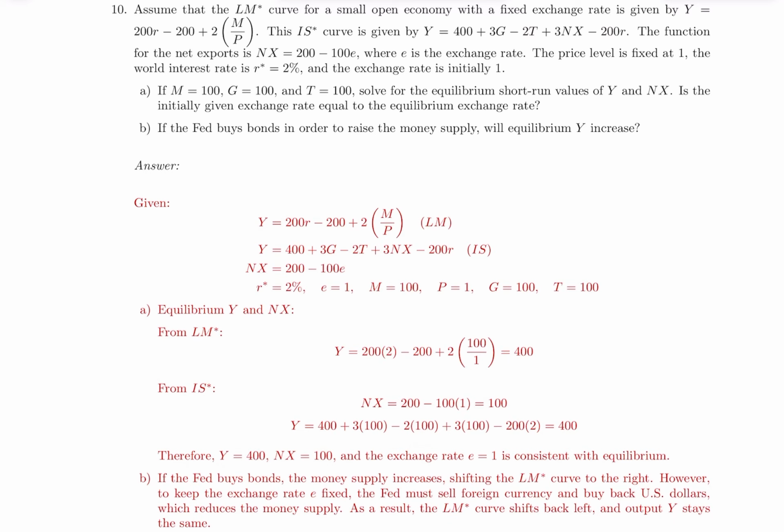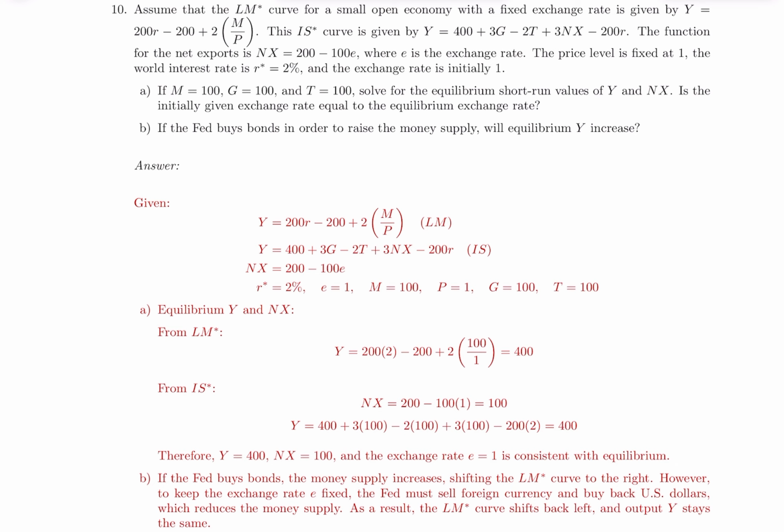Question number 10. A. Equilibrium output and net exports. From LM star, substituting the values of M and P into the LM star curve equation, we find Y equals 400. From IS star, substituting the value of E into the NX function, we find NX equals 100. Then, substituting the values of G, T, NX, and R equals R star into the IS star curve equation, we find Y equals 400. Therefore, Y equals 400, NX equals 100, and the exchange rate E equals 1 is consistent with equilibrium.